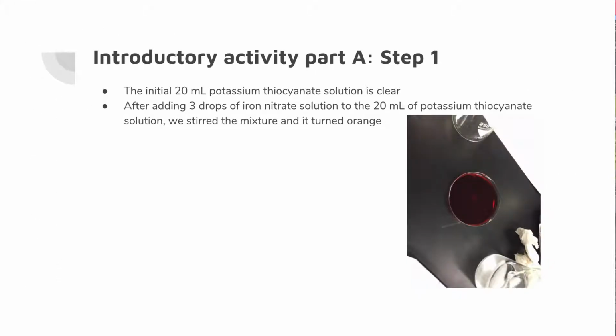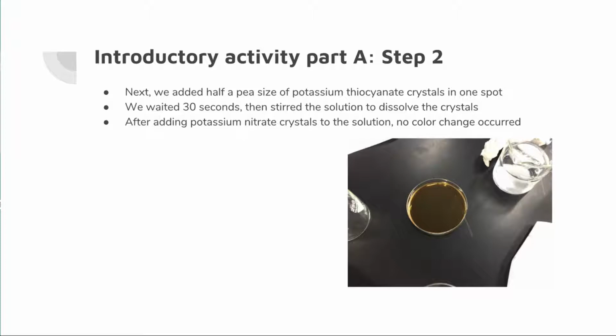Okay, so in our introductory activity part A, step 1, we started out with 20 milliliters of potassium thiocyanate solution, and it's clear. After adding 3 drops of iron nitrate solution to the 20 milliliters of potassium thiocyanate solution, we stirred the mixture and it turned orange. Next, we added half a pea-size of potassium thiocyanate crystals in one spot. We waited 30 seconds and then stirred the solution to dissolve the crystals, and it turned a reddish-brown color. After adding potassium nitrate crystals to the solution, there was no color change.